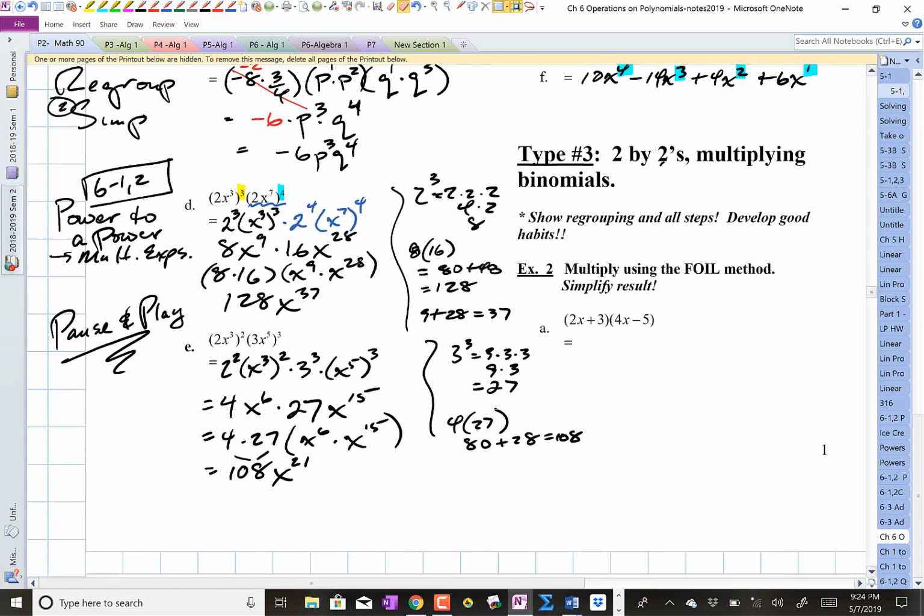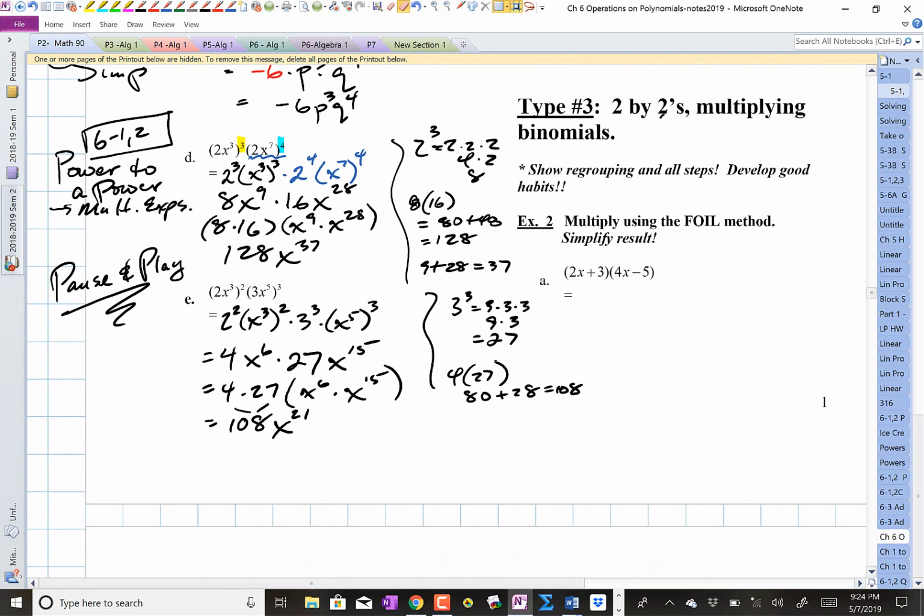Now the third type, you've got to multiply binomials. Now you could use the distributive property, and it's also called the FOIL method, where FOIL stands for, excuse me, I didn't mean to write that, first. F stands for first, O stands for outer, and I stands for inner. I'll explain what it means in a minute. And L stands for last. So it's an acronym which stands for something.